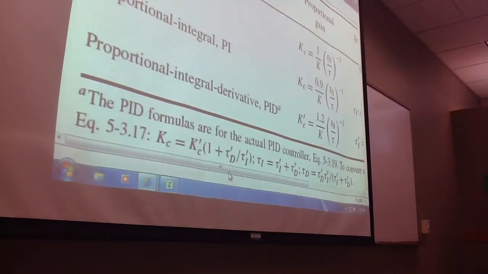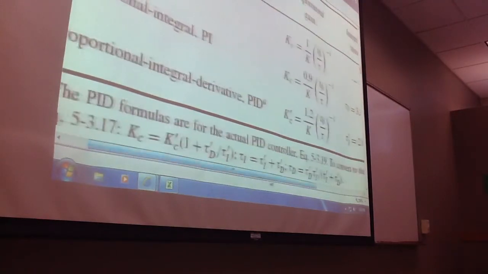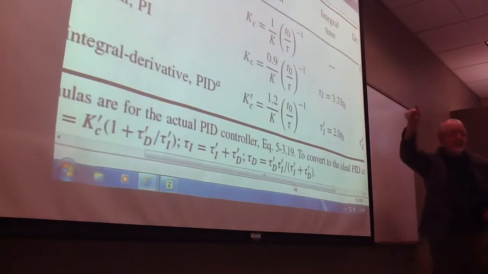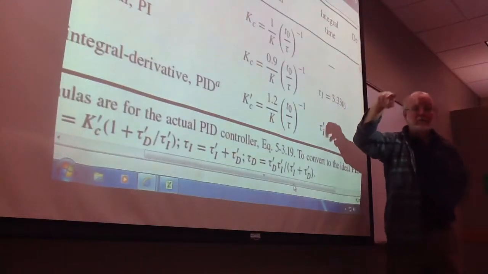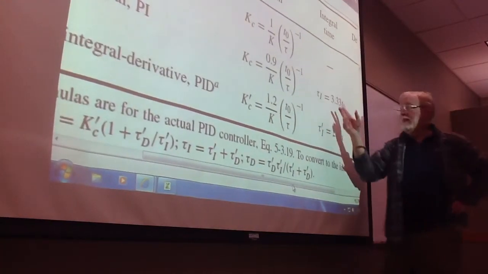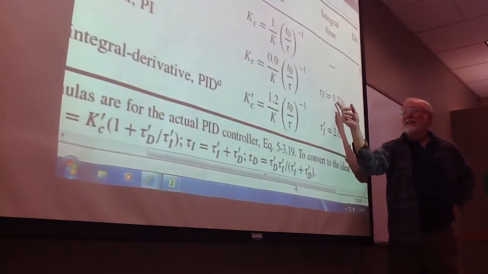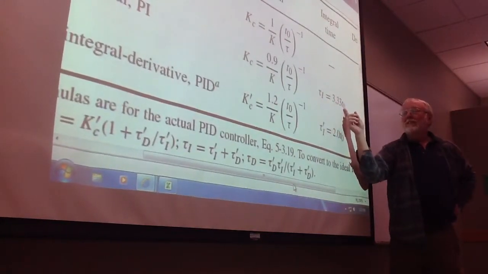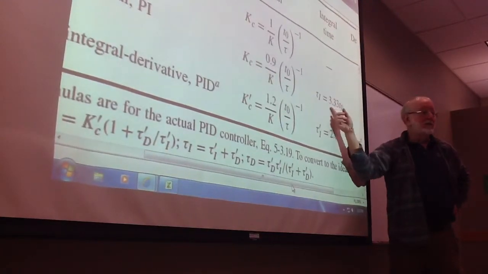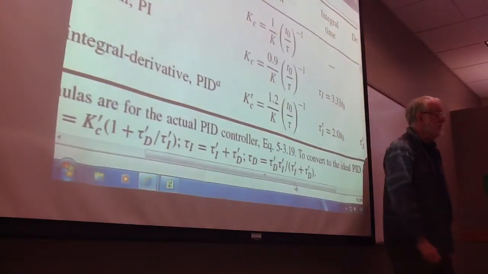Now, the integral time, that's tau sub I in the problem. There isn't one for the proportional controller. For the PI controller, look at this, 3.33 times the dead time. This is the formula that Ziegler and Nichols dreamed up.